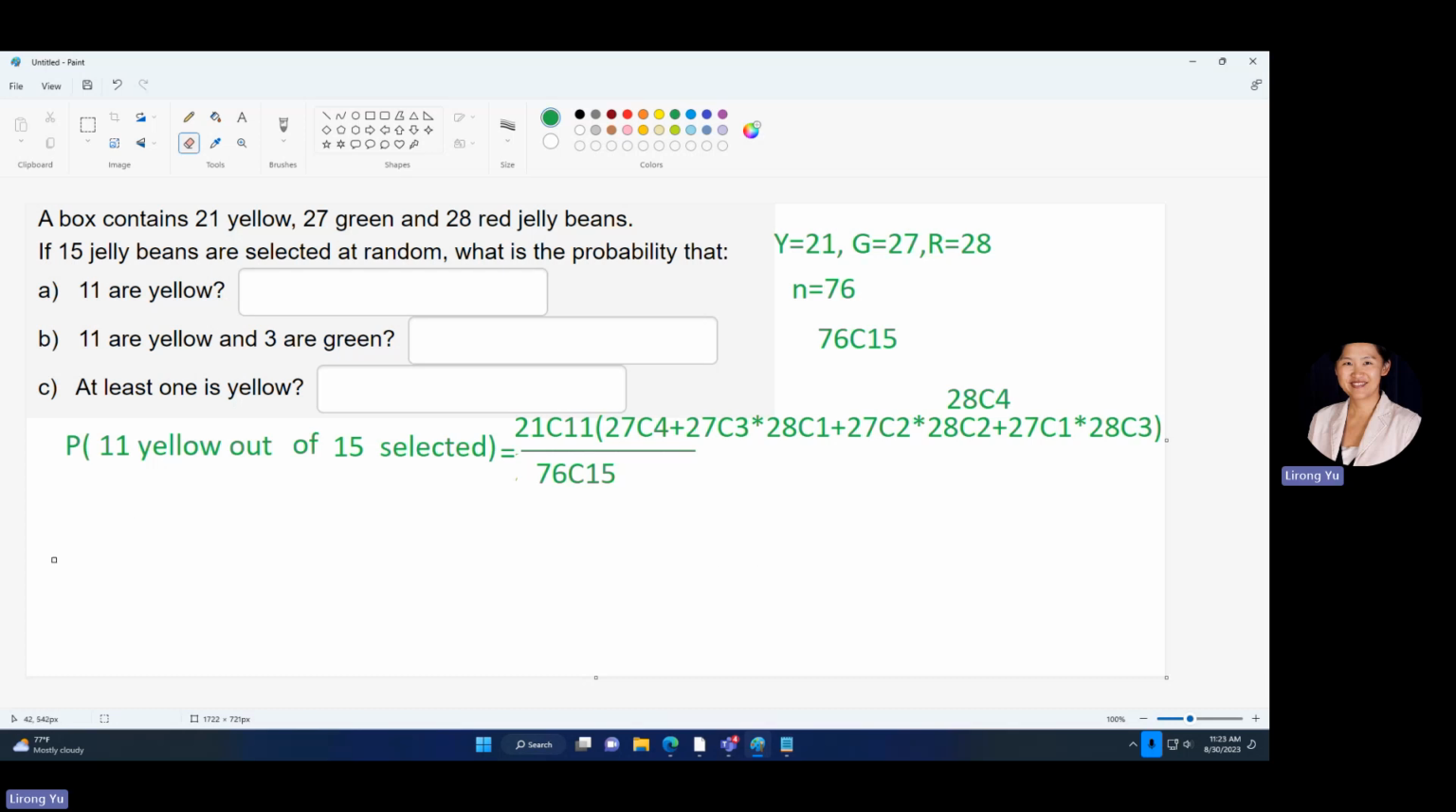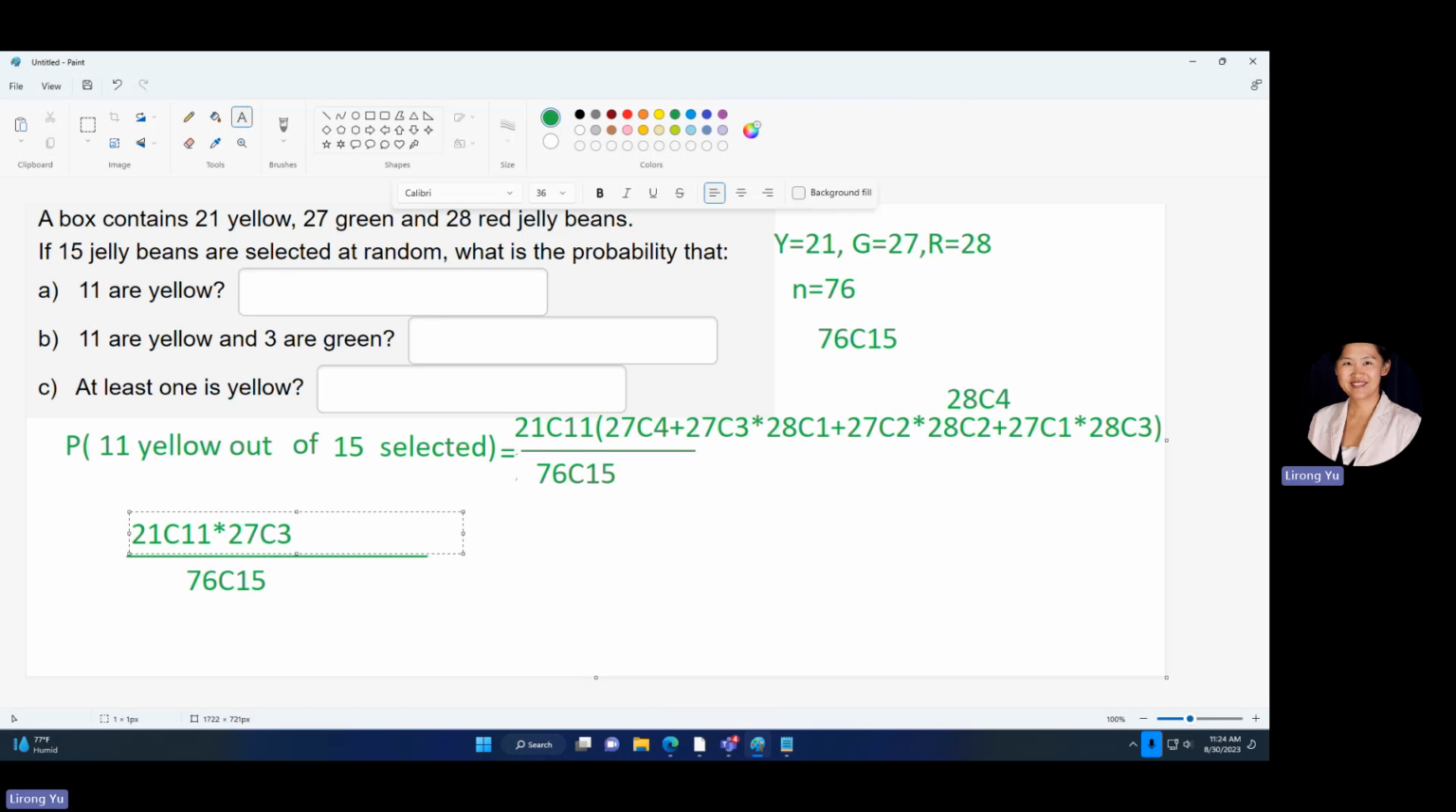That's the first question. The second one should be calculated as there's no change to the denominator. The numerator is 11 are yellow, 3 are green. This one is not that general. It's very specific. So the denominator is still going to be 76 choose 15. Then the numerator is the one I need to calculate carefully. There's 11 yellow, so out of the 21 yellow, you're going to choose 11. And then 3 green, so out of the 27 green, you're going to choose 3.